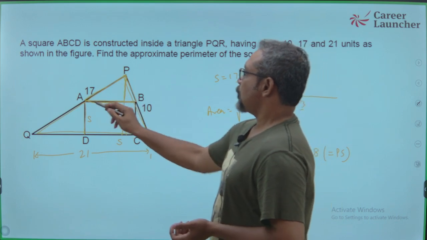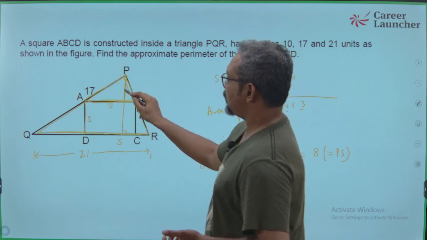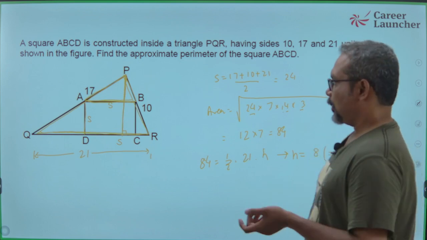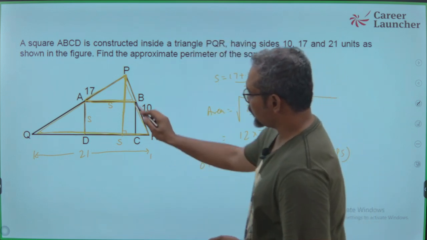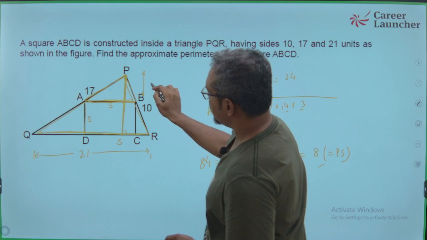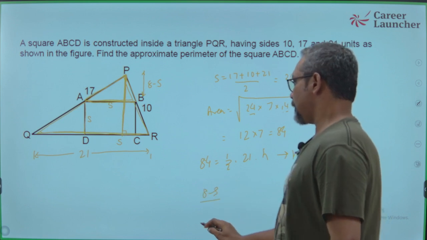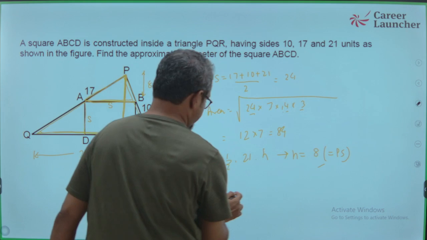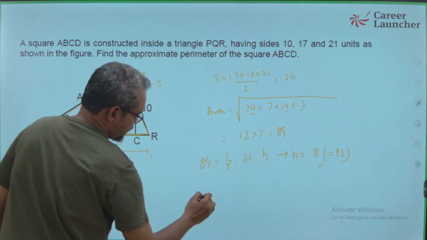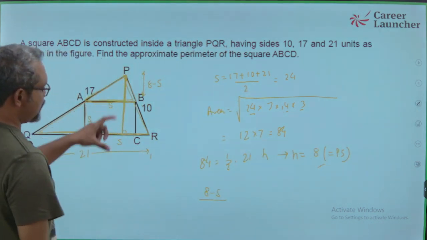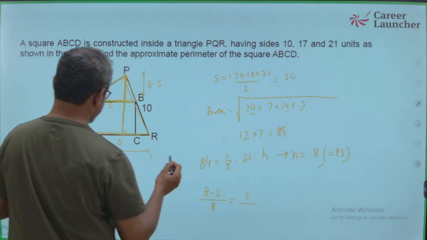So for the small triangle and the big triangle, the base QR corresponds to AB. So the height on AB and the height on QR will also be in that same ratio. This height we got as 8. So that means this portion is 8 minus S. So we have our equation: (8 minus S) divided by the whole height 8 equals the base S divided by the bigger base 21.